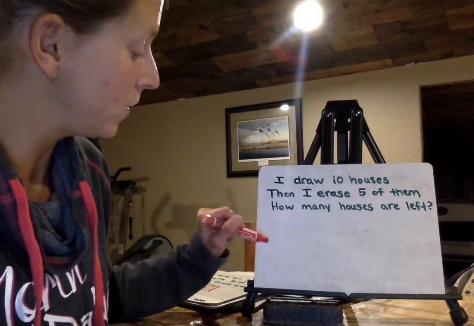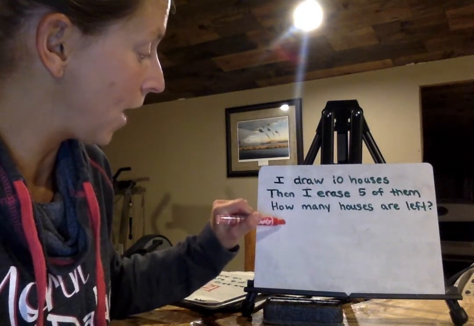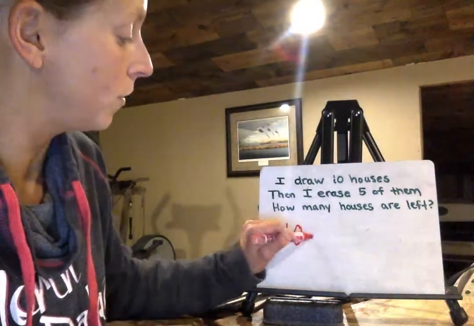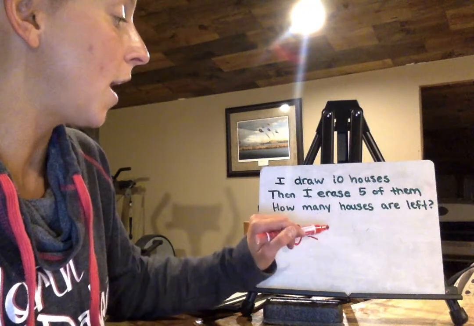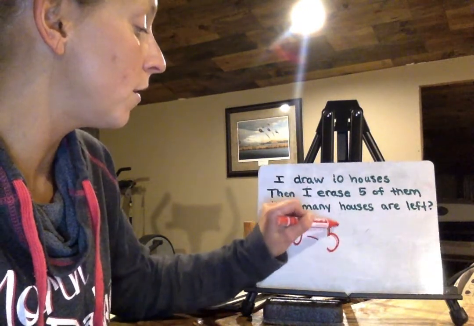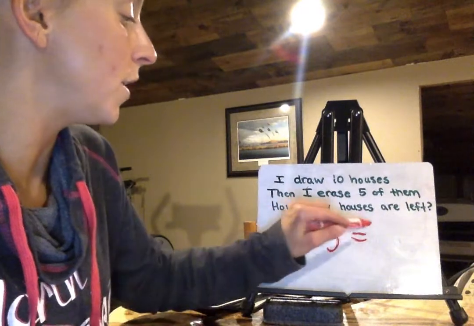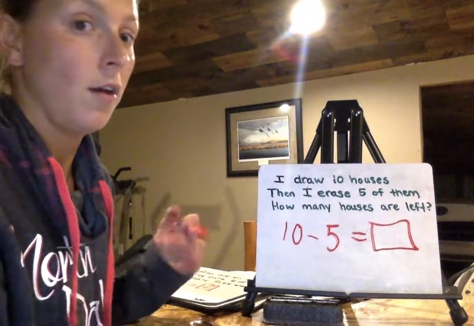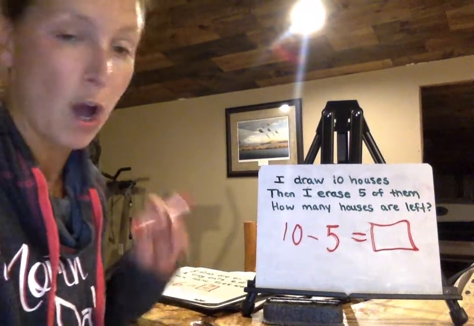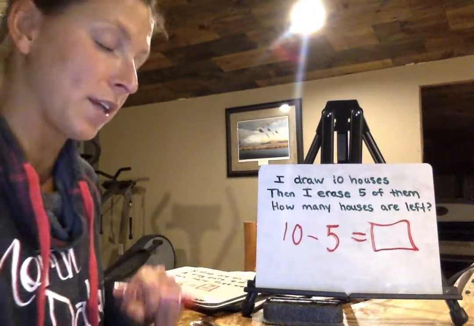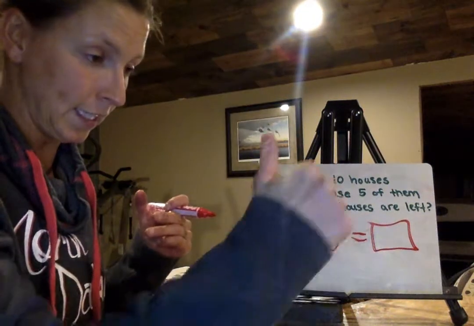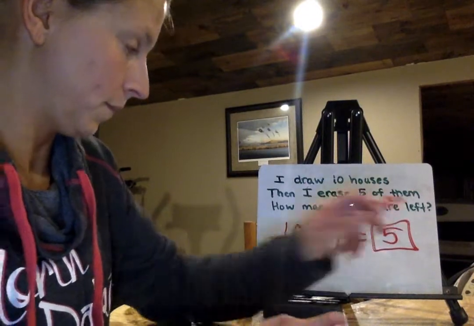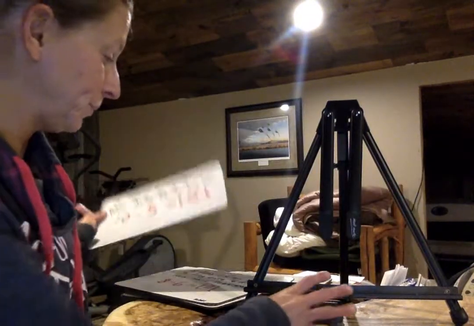All right, boys and girls, now that you've solved it, I draw 10 houses. It's a subtraction problem, so we always start with the total, which is the greatest number. Then I erase 5 of them. How many are left? We don't know. You probably already know the answer to this just by practice, and we all know it's 5. But let's double check. We can say, I took 5 away. 6, 7, 8, 9, 10. It worked. I bet you got 5 too.